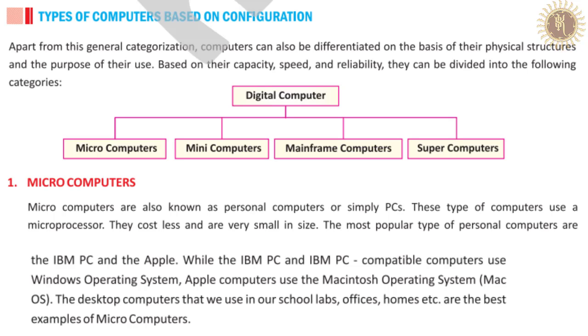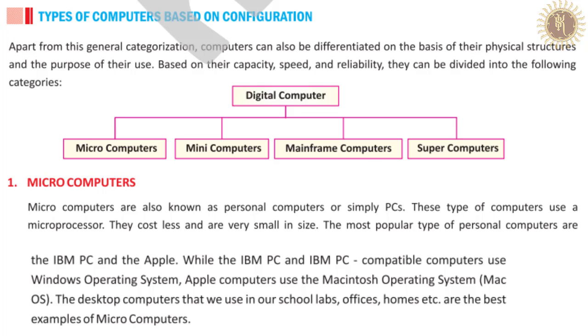Types of computers based on configuration. Other than this general categorization, computer systems can also be differentiated on the basis of their physical structures and the purpose of their use. Based on their capability, speed, and reliability, they can be divided into the following classes.